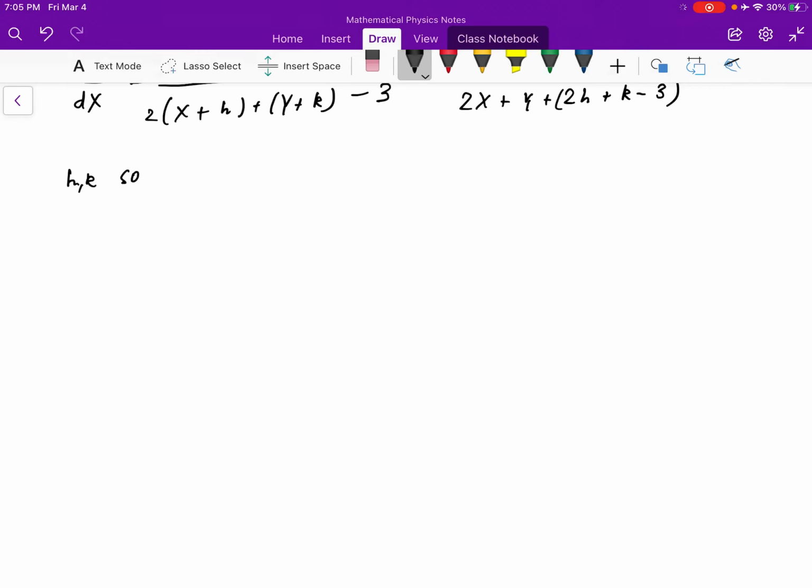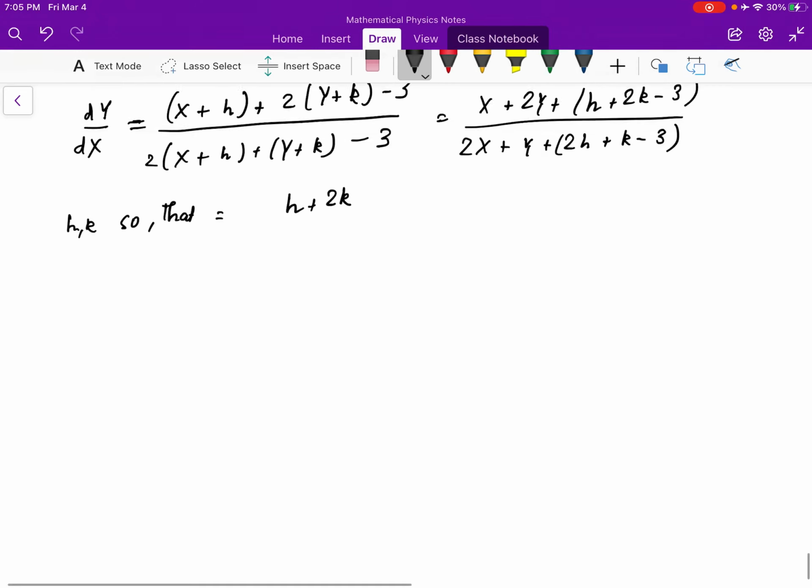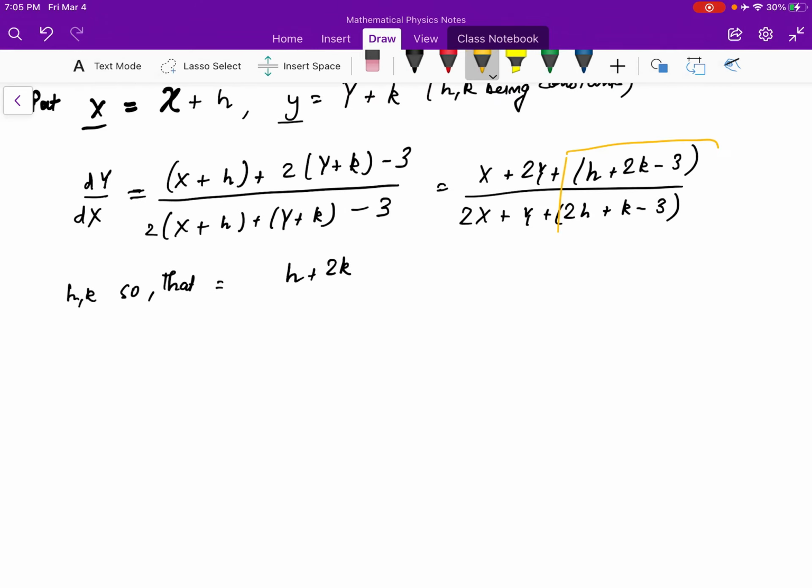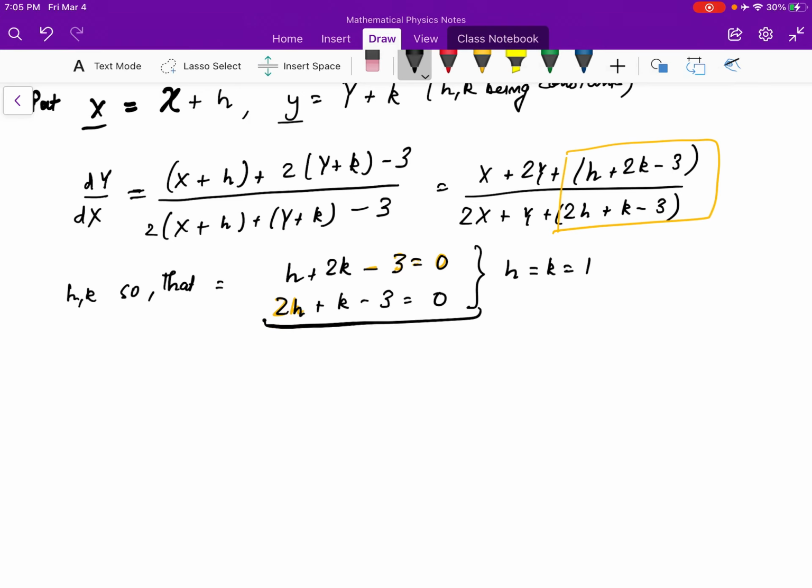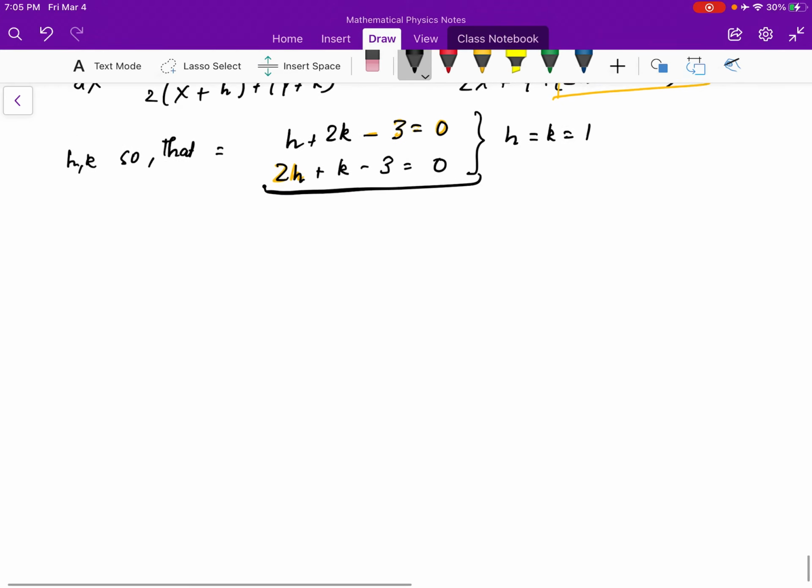So h and k are chosen so that h plus 2k, the two expressions that we have over here, these two must be 0 at the same time. So h plus 2k minus 3 is 0 and 2h, oh sorry, I just forgot to change the color, but it's okay, you can understand. And then 2h plus k minus 3 is equal to 0. That implies h is equal to k is equal to 1, right? If you solve these equations, it's pretty trivial to understand. Also, you can replace it back into h and k and get a similar value, okay?